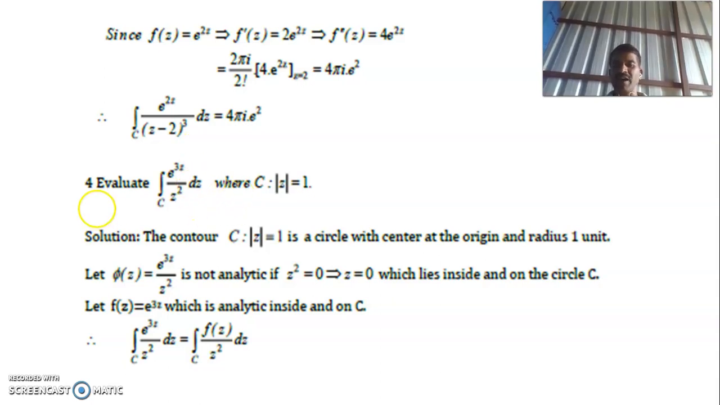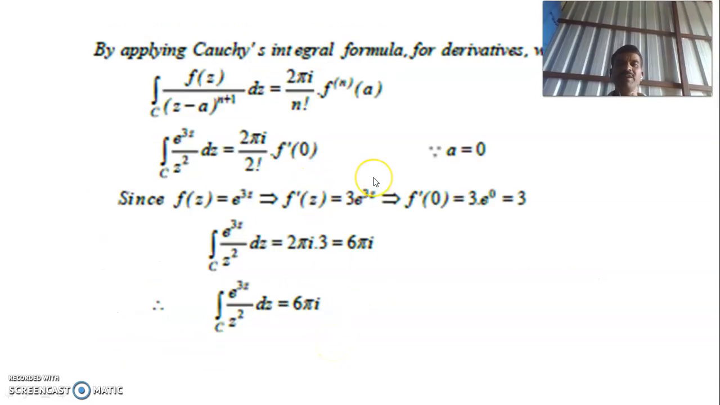So we can treat this as p of z, and this one we can take as f of z. Ultimately, we take the first derivative of this f of z, with z minus 0 whole square. z equal to 0 is the point which lies inside the unit circle. Now, with the help of the integral formula for derivatives, we find the first derivative at 0. With f of z equal to e power 3z, the first derivative is 3 into e power 3z, and substituting z equal to 0, it is 3.